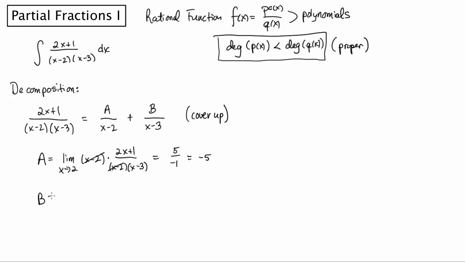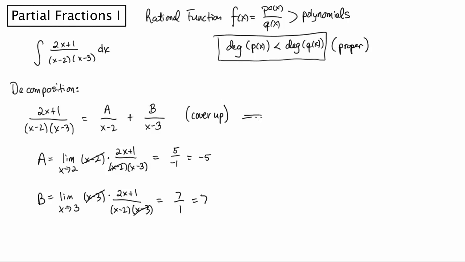And then B is similar, but for B, the root is 3, so I'm taking the limit as x goes to 3 in this case of x minus 3, taking that factor times the original fraction. Alright, I get another cancellation to occur here. Plugging 3 into everything that's left, I get 7 on top and 1 on bottom, and so B is 7.